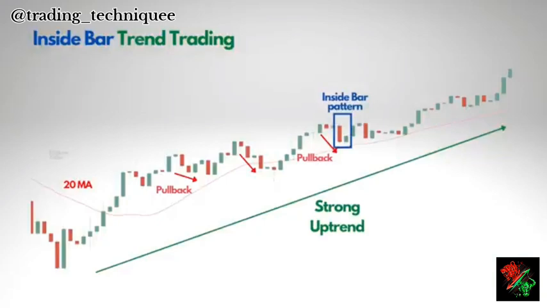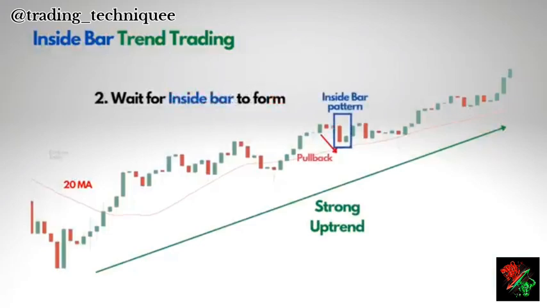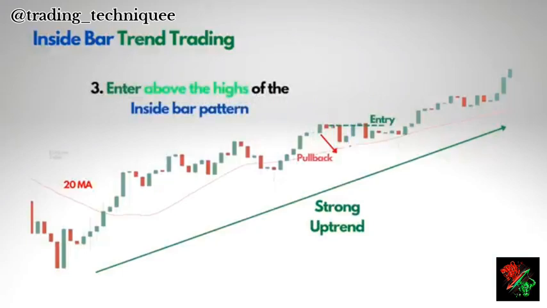Now here's how you can approach the trade when you are going long on the market. As we have mentioned, the price is in a strong trend, that is the price is above the 20 moving average. We have to wait for a pullback to occur. And if the pullback has occurred, we have to wait for an inside bar to form. And if the inside bar is also formed, then you can go long when the price breaks above the highs of the previous candle of the inside bar.